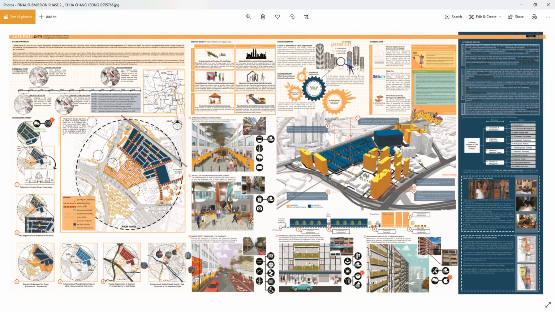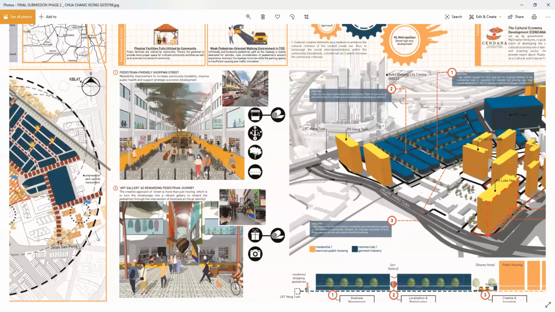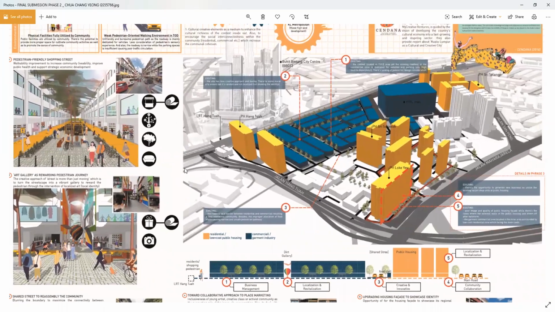Okay, so that's why I start from the inside, go out, and then attract the people outside in. Then we move to the detail of the design proposal.